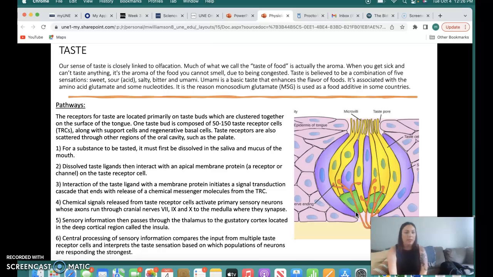Sensory information then passes through the thalamus to the gustatory cortex located in the deep cortical region called the insula. Central processing of sensory information compares the input from multiple taste receptor cells and interprets the taste sensation based on which populations of neurons are responding the strongest.